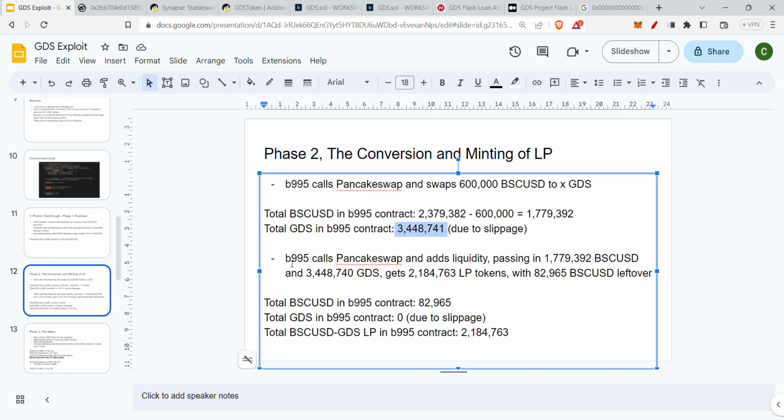B995 calls packet swap and adds liquidity, passing in 1.7 BSCUSD and 3.4 GDS. And he gets back 2.1 million LP tokens and 82,000 BSC left over. So this is the summary of phase 2. In the B995 contract, he has 82,000 BSC USD. He has no more GDS and he has a total of 2 million LP tokens.